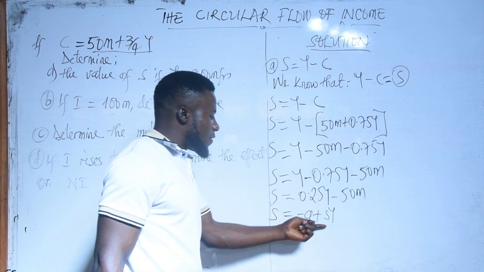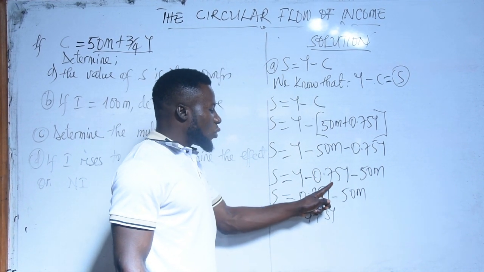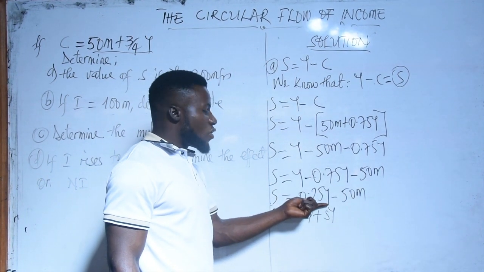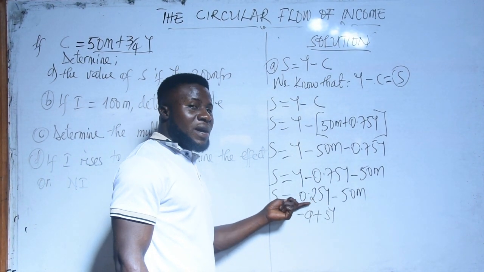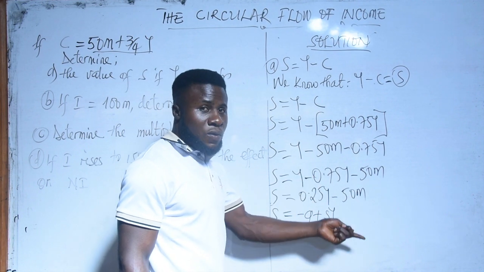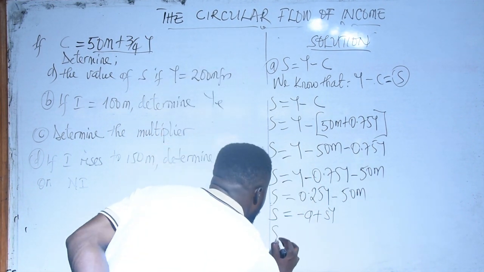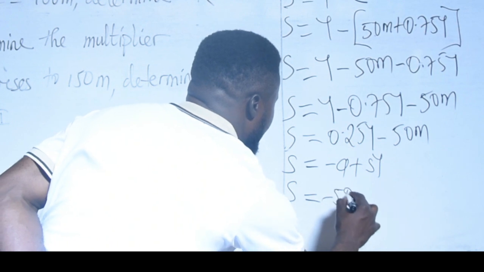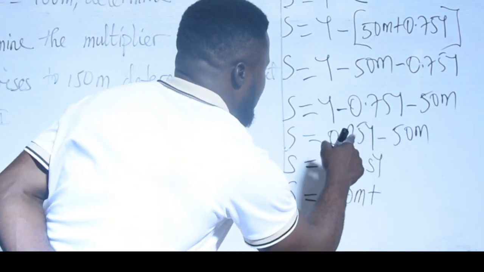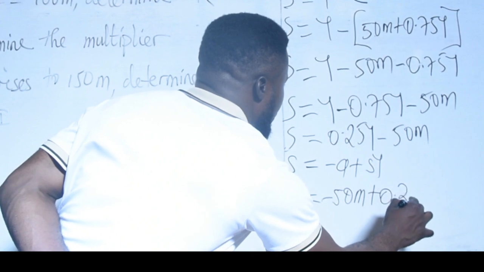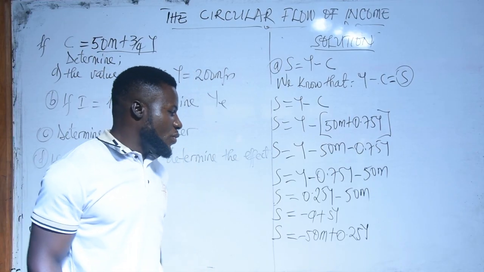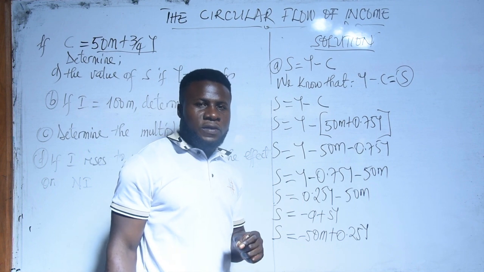Since this is the format, it means that autonomous savings has to appear first, before the income induced savings, or before the marginal propensity to save and y. So we have S equal to, we copy down, negative 50 million plus 0.25y. That is our savings function, but the question requested the amount of savings.